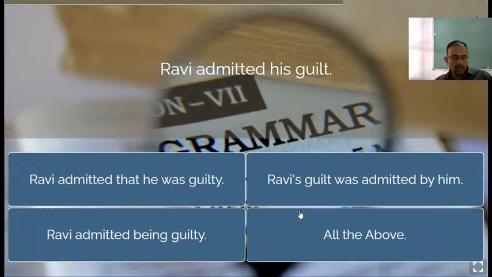So you find out. Okay, no matter. "Ravi admitted his guilt" is a simple sentence, right? You find out the example of a complex sentence. First, you tell me which is the complex sentence out of the four options given. So "Ravi admitted that he was guilty," right?